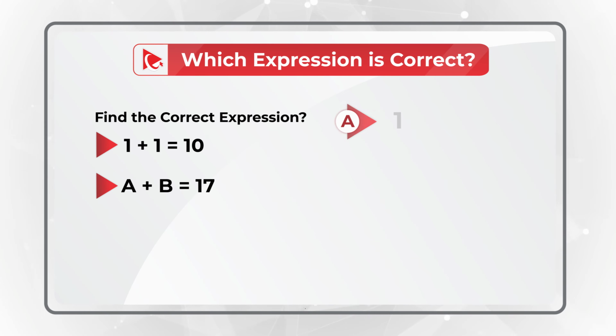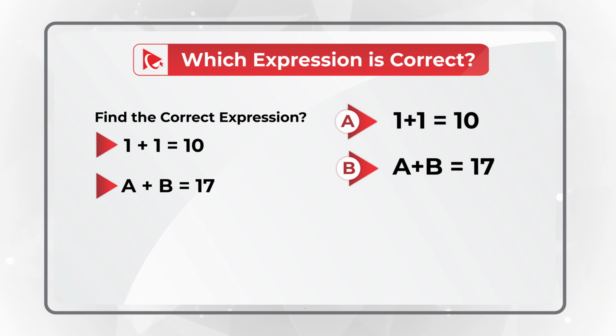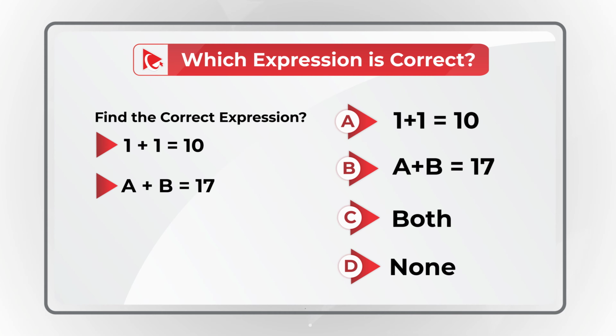Choice A, 1 plus 1 equals 10 is the correct expression. Choice B, the correct expression is A plus B equals 17. Choice C, both of these expressions are correct. And choice D, none of these expressions is correct.